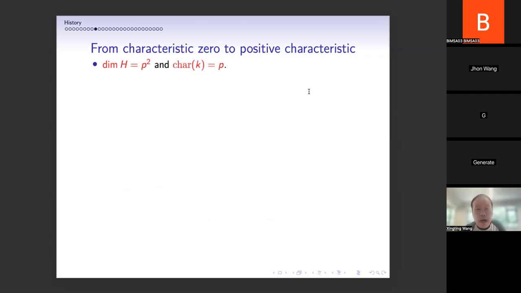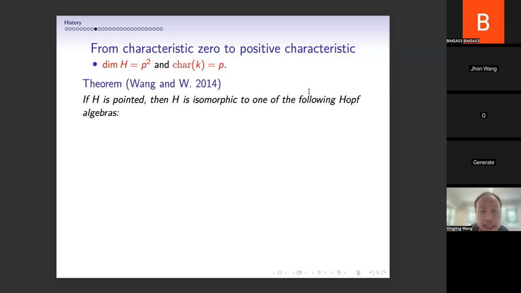And now that's all the picture in characteristic 0, dimension p. So let's do the similar extension, right? We put p to the power square, and we ask the same question: what kind of thing do we have in characteristic p? That's actually an early work we did in 2014. We call that the W squared result, because both of us have last names starting with W. So usually I say W squared result.